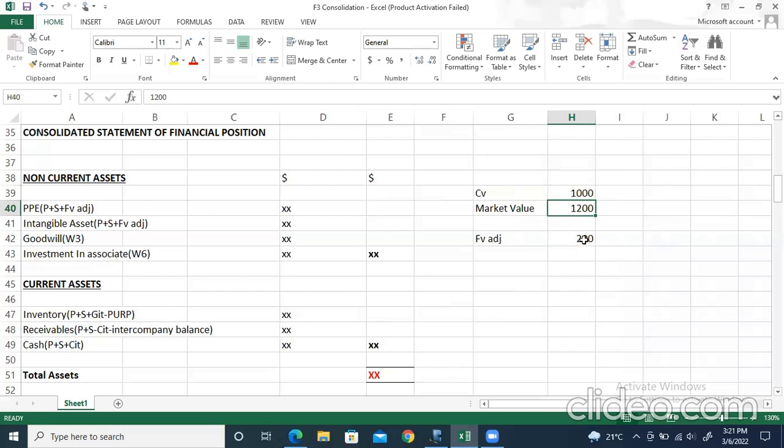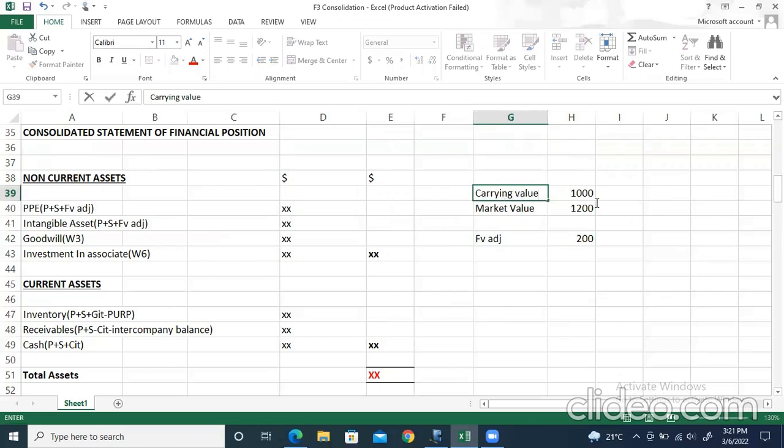So what would we say? That $200 is the fair value adjustment over here. In other words, you can easily call it revaluation. Okay, right? So what happens is that we first take the parent's figure. Sorry, the CV. CV is the carrying value. Yes, yes, yes. It is carrying value. Let me write the full form.